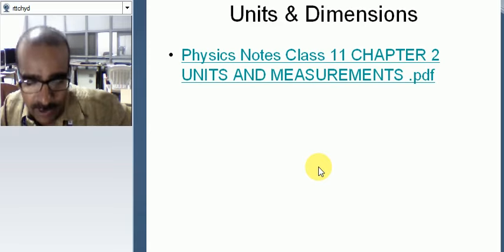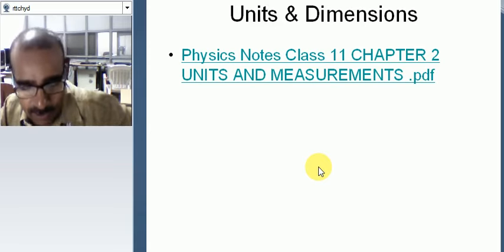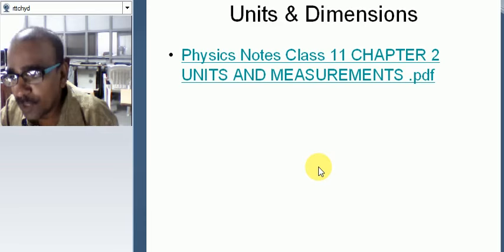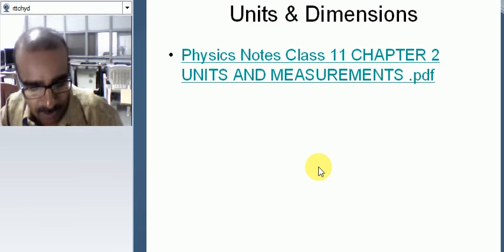The units for these are: for length it is meter, for mass the standard unit is kilogram, for time the standard unit is second, for temperature Kelvin, for electric current ampere, for luminous intensity the candela, and for amount of substance the mole.